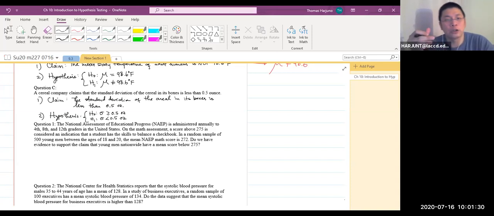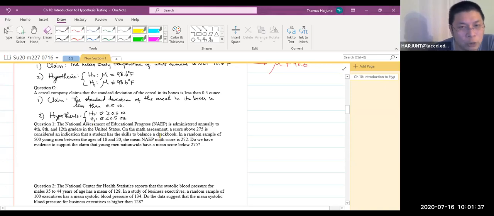So after this long paragraph, just to find the claim, you need to dig in. You need to read the whole question first though. Then you need to dig in and see: do we have enough evidence to support the claim that young men nationwide have a mean score below 275? So after you read that one long paragraph, the first step is to find what the claim is.